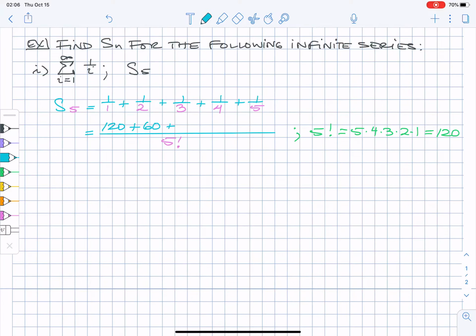Okay, what is 120 divided by 3? Well, I claim that that's 40. So that's the third term. What is 120 divided by 4? Well, I claim that that's 30. And what is 120 divided by 5? Well, I claim that that's 24.